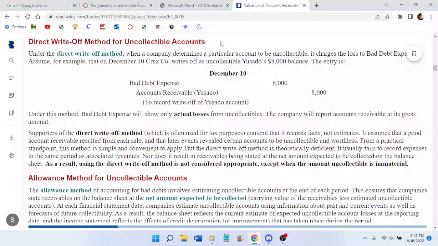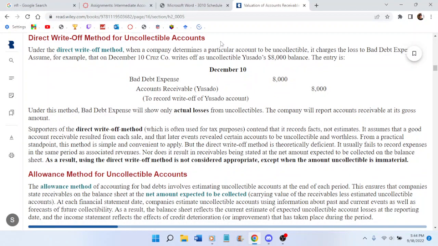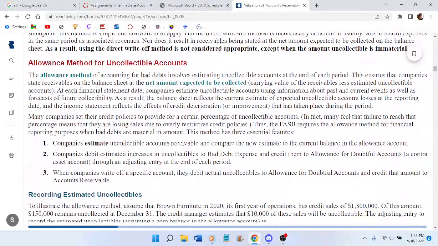Direct write-off method records facts, not estimates. Simple and convenient to apply. Theoretically deficient, it usually fails to record expenses in the same period as the related revenues. It does not result in receivables being stated at the net amount expected to be collected on the balance sheet. So it's not considered appropriate except when the amount uncollectible is immaterial. So the appropriate method is the allowance method for uncollectible accounts.